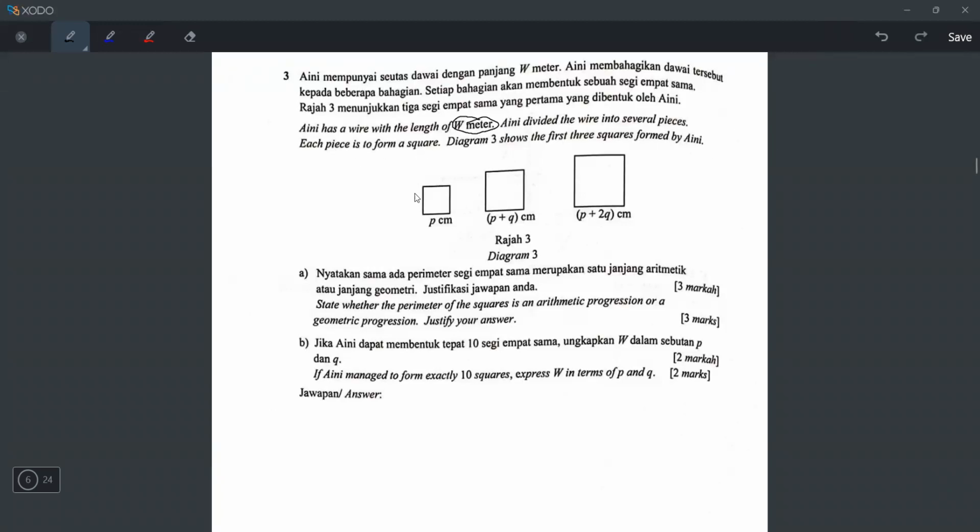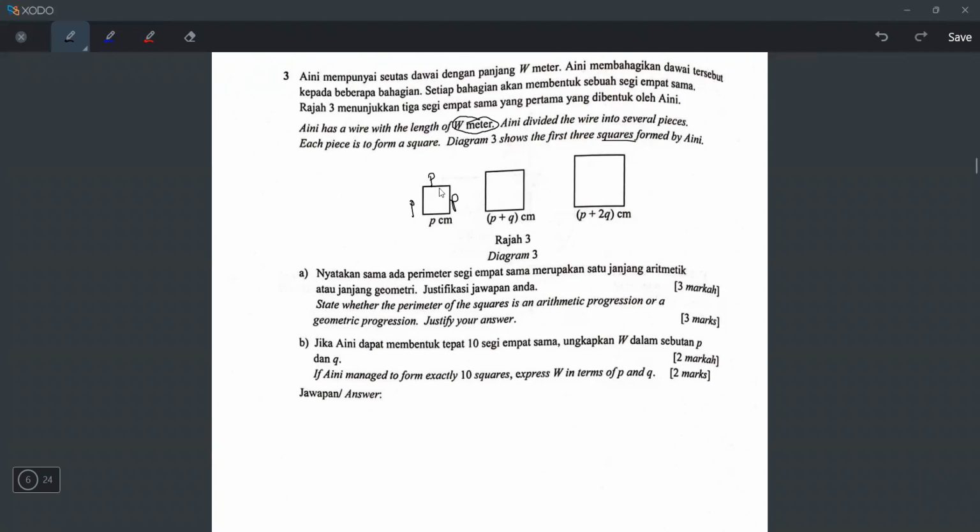So the first piece of the wire he folds like this into a square. And then the second piece he folds like that. So diagram 3 shows the first 3 squares formed by Aini. So the first 3 squares look like this. They mentioned square already, so we should know this is P, this is P, this is P.